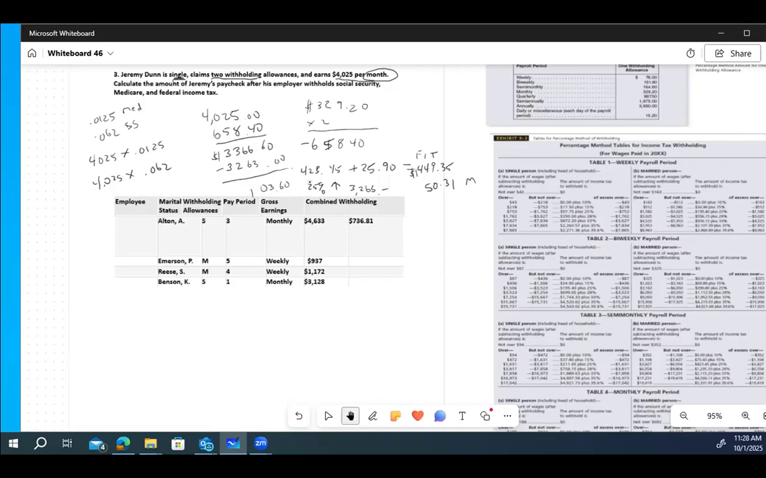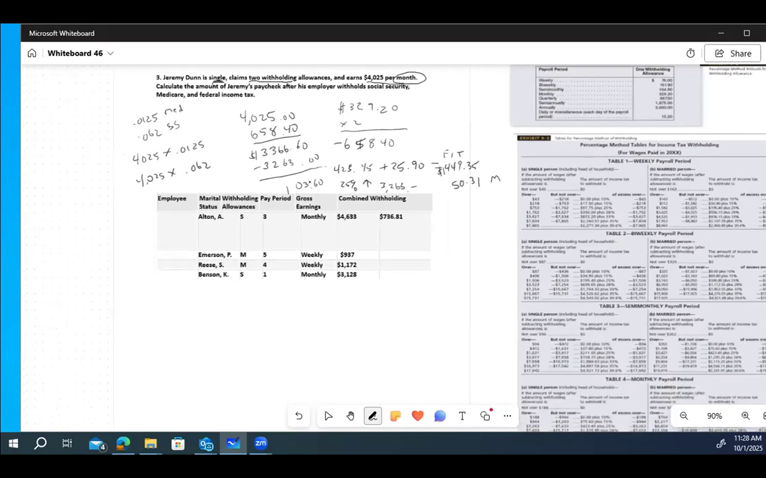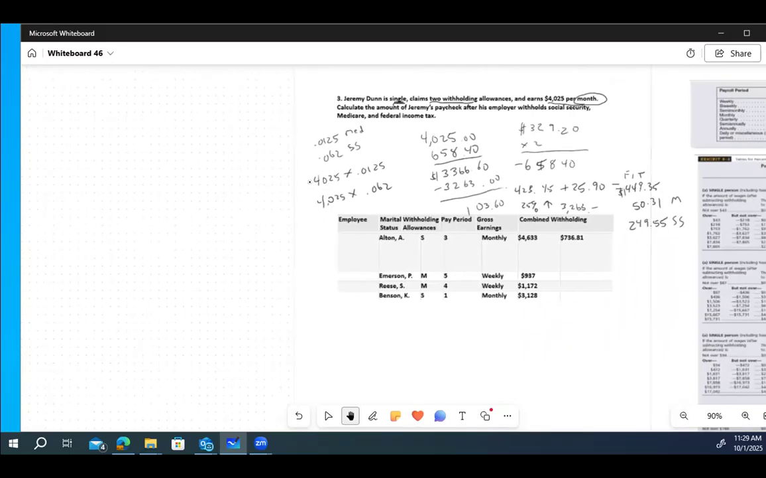And then 4,025 times 0.062 equals 249.55. So 249.55. That's his Social Security. So we can add all of those up. 249.55 plus $50.31 plus $449.35 equals the total tax out of his paycheck.